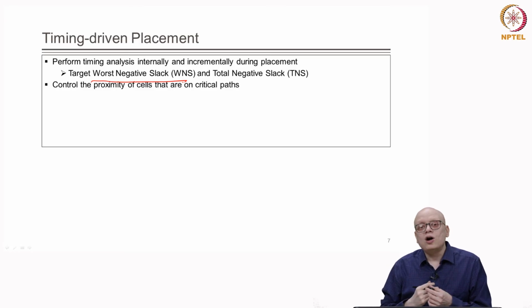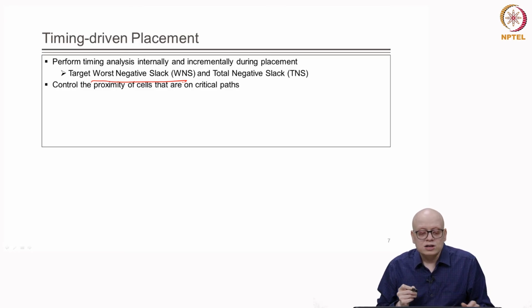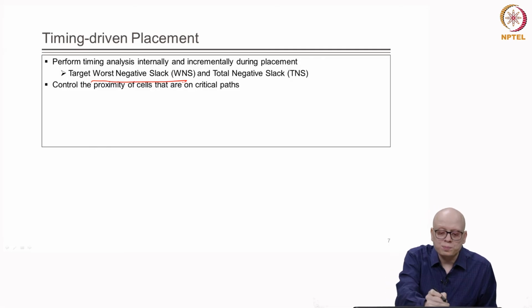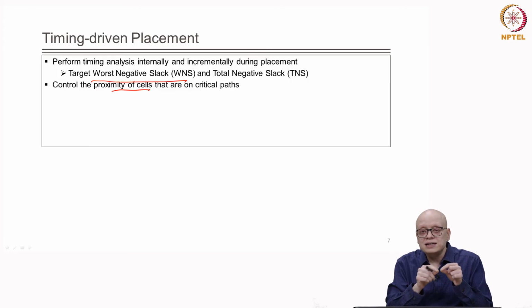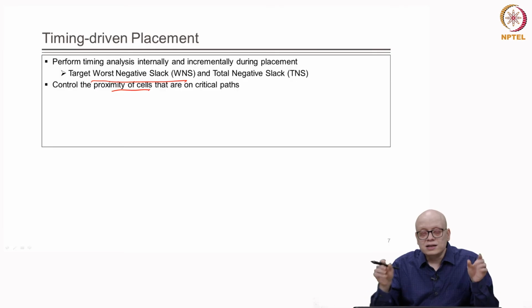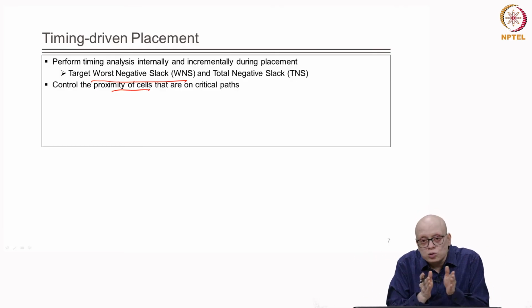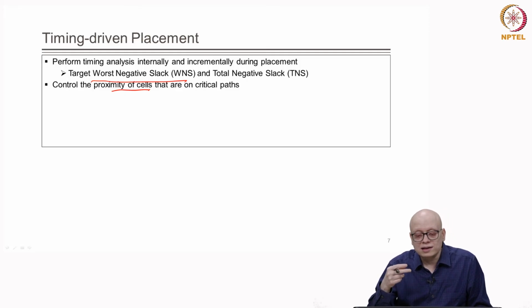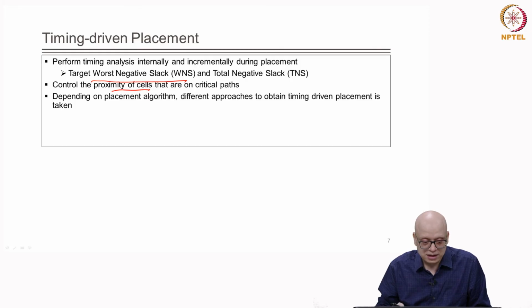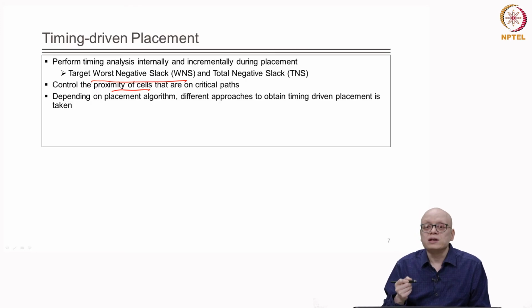And how does the timing driven placement work? The timing driven placement basically controls the proximity of the cells that are on the critical path. If the timing driven placement finds that this is the path which is timing critical, then the cells of those paths are placed close together. If the cells are placed close together, then the wire length between the cells can reduce, and therefore the interconnect delay can be reduced for that particular path. So, depending on the placement algorithm, different approaches can be used to obtain timing driven placement.